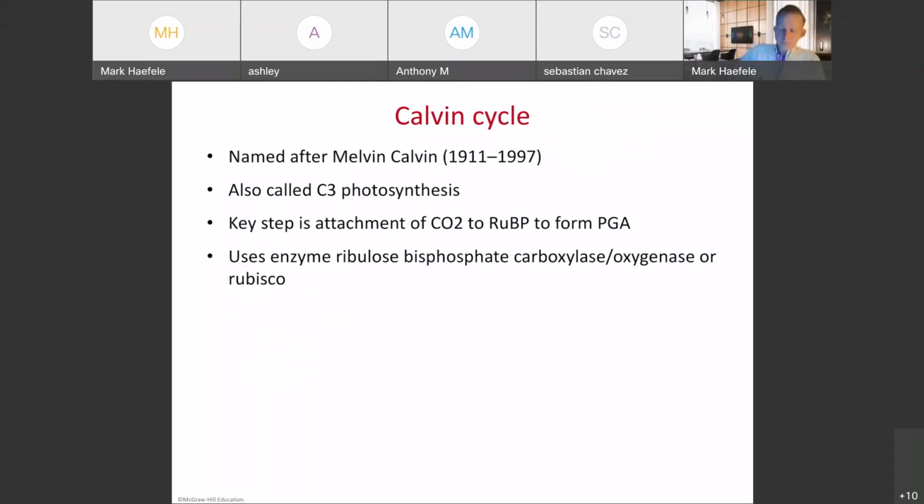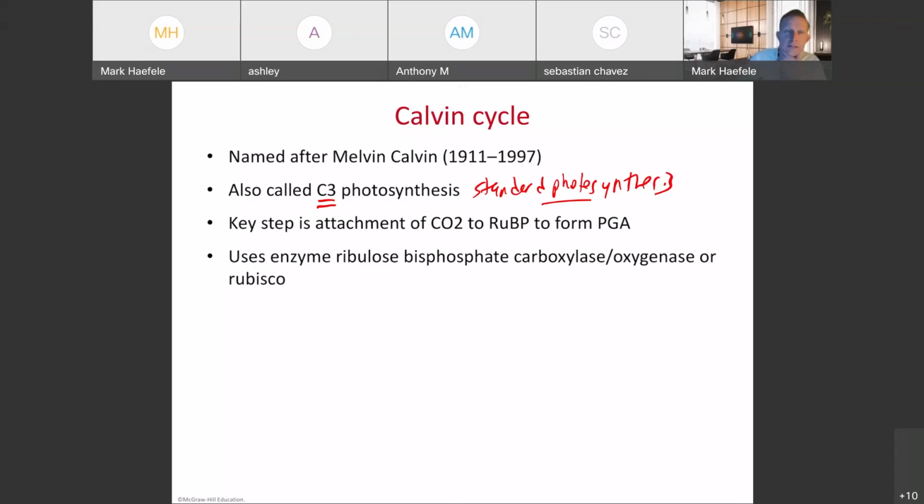So, the Calvin cycle, named after Mel Calvin. We also refer to it as C3 synthesis because it uses a 3-carbon molecule. This is what we refer to as standard photosynthesis. If you're learning photosynthesis on YouTube, oftentimes what you'll run into is this C3 or standard photosynthesis. This is basically a situation where you take a carbon dioxide and build it into a carbohydrate.